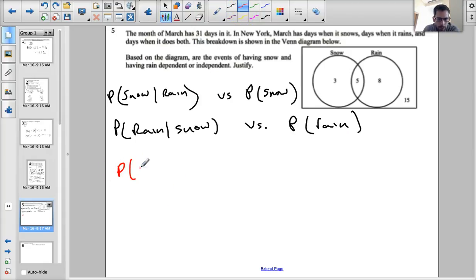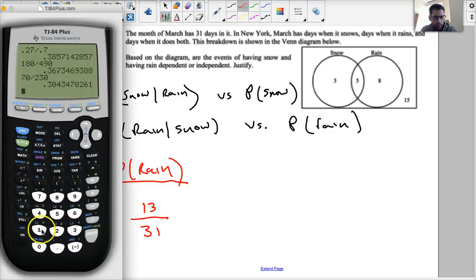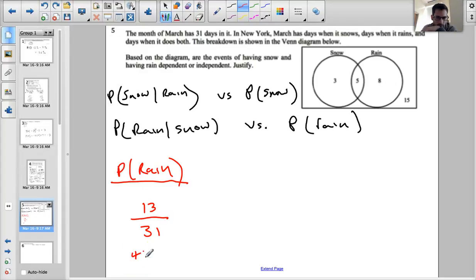So the probability of rain, I'm going to do in a little box down here. The probability of rain is going to be 8 plus 5, which is 13 out of the 31 days had rain. And that's equal to 13 out of 31. So that would be about 42% of days had rain. So the probability of rain is about 42%.